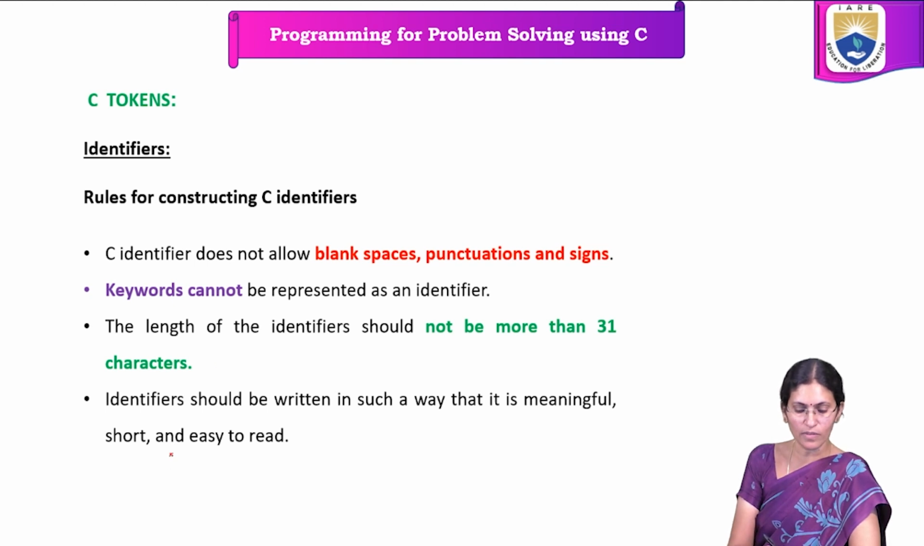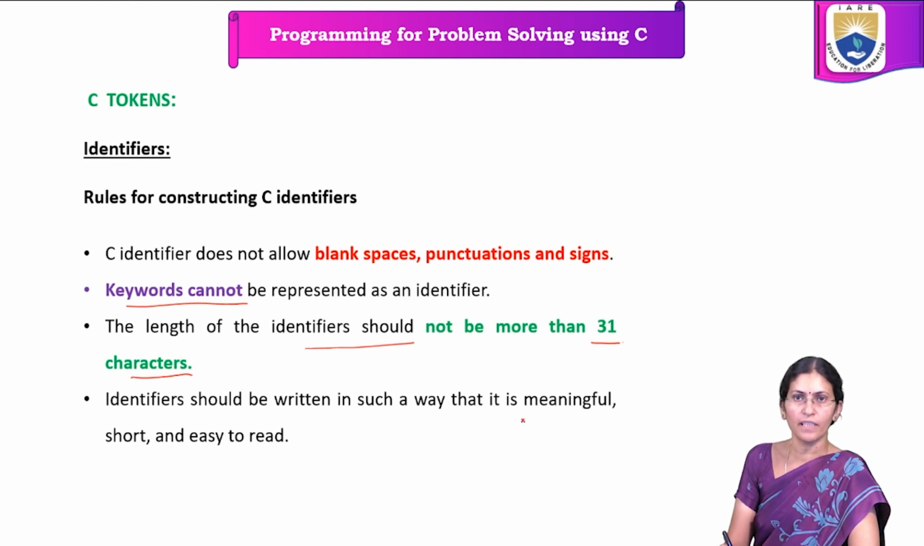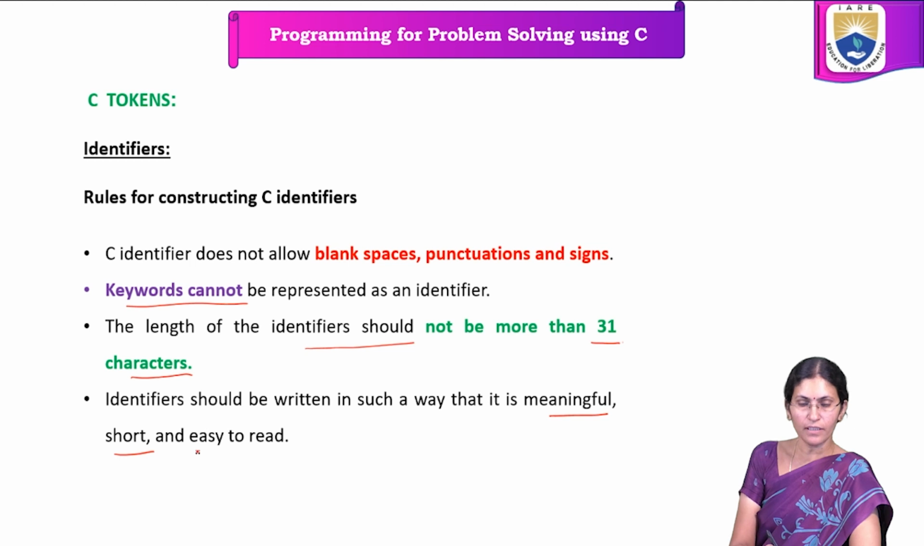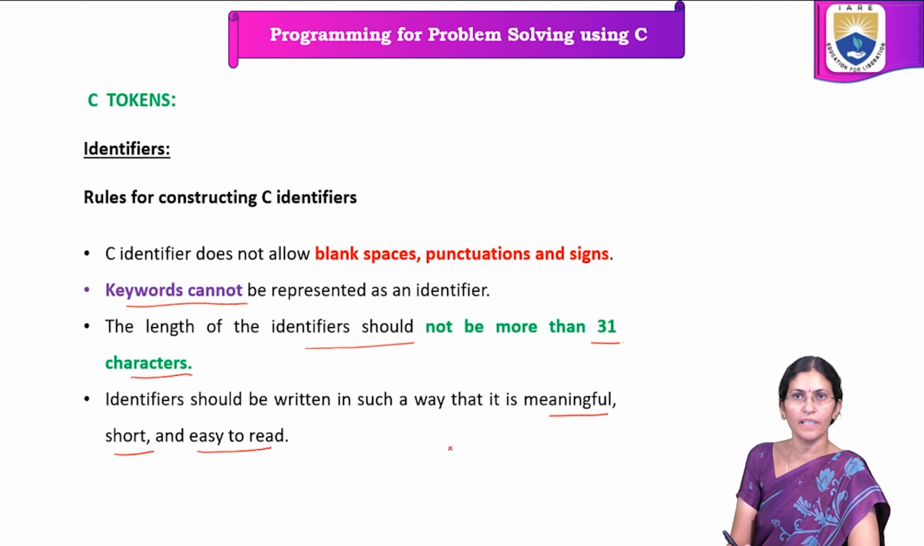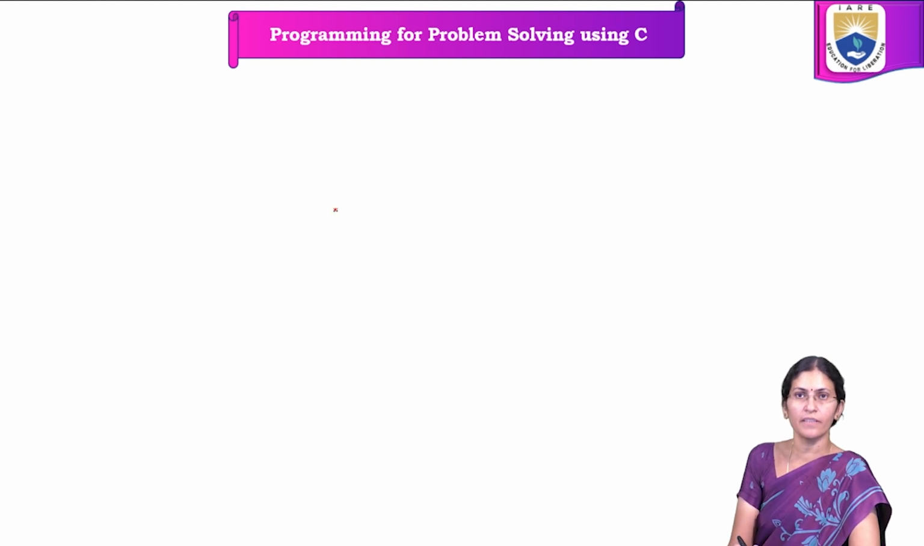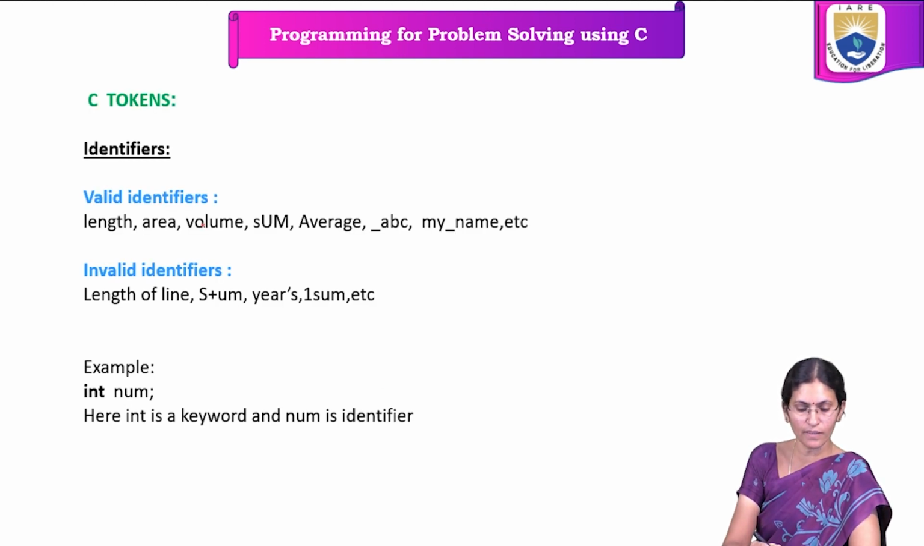So some of the other rules are: a C identifier does not allow blank spaces, punctuation and signs. Keywords cannot be used as an identifier, and the length of the identifier should not be more than 31 characters. Identifiers should be written in such a way that they are meaningful, short and easy to read. So these are some of the rules to be followed when we are constructing C identifiers.